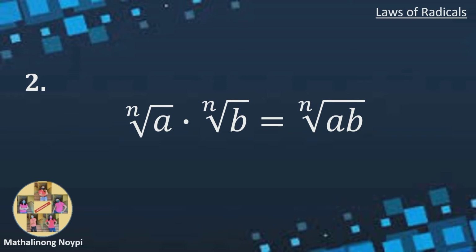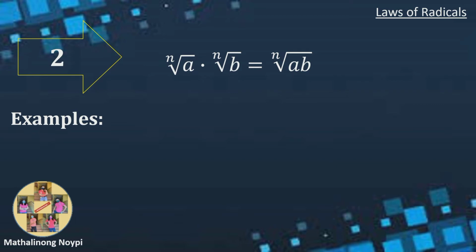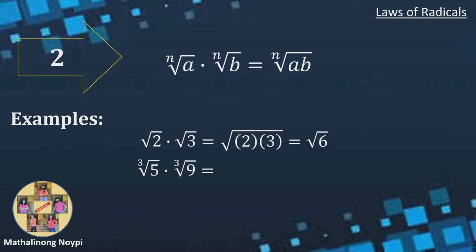The second law says that the product of the nth root of a and nth root of b is equal to the nth root of the product of a and b. So for example, we have the square root of 2 times the square root of 3, that is equal to the square root of 2 times 3 is equal to square root of 6. Also, the cube root of 5 times the cube root of 9 is equal to the cube root of 5 times 9 is equal to the cube root of 45.